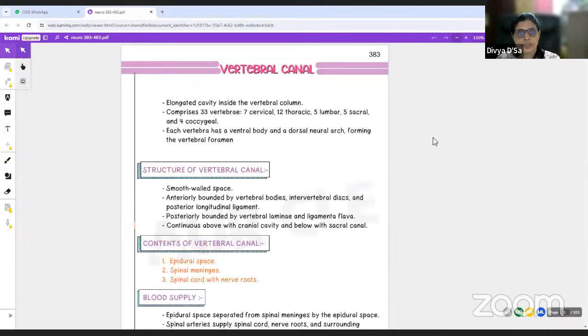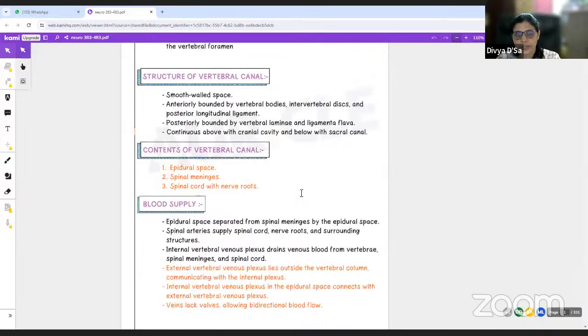First, coming to the vertebral canal. It is an elongated cavity which we see inside the vertebral column. The vertebral column, we all know, has 33 vertebrae: 7 cervical, 12 thoracic, 5 lumbar, 5 sacral and 4 coccygeal. Each vertebra will have ventrally a body and dorsally a vertebral arch. These two enclose the vertebral foramen.